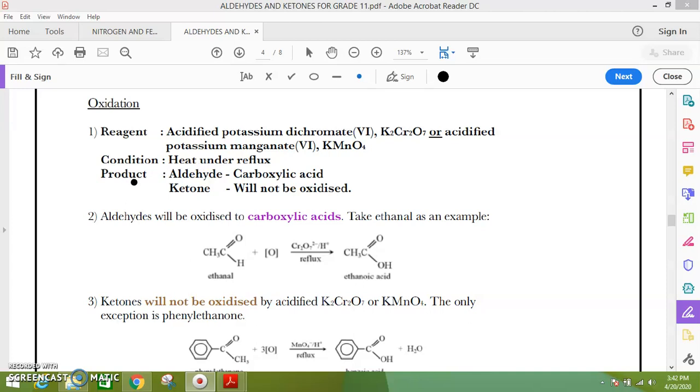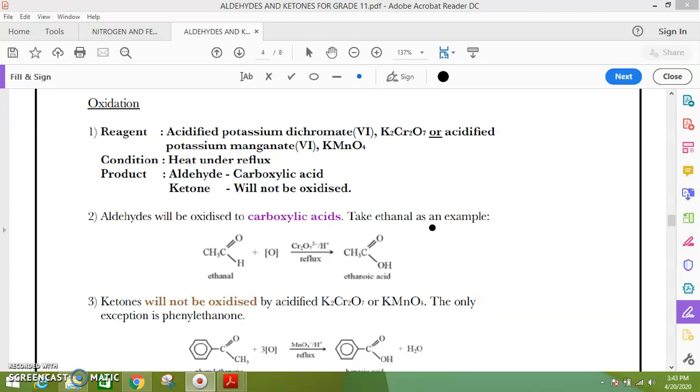What is your product? If you oxidize an aldehyde, it changes into a carboxylic acid. So it's an oxidation of aldehyde to carboxylic acid. But a ketone will not be oxidized. What is the reason here? The reason is because there is no hydrogen. Aldehyde will be oxidized to carboxylic acid.